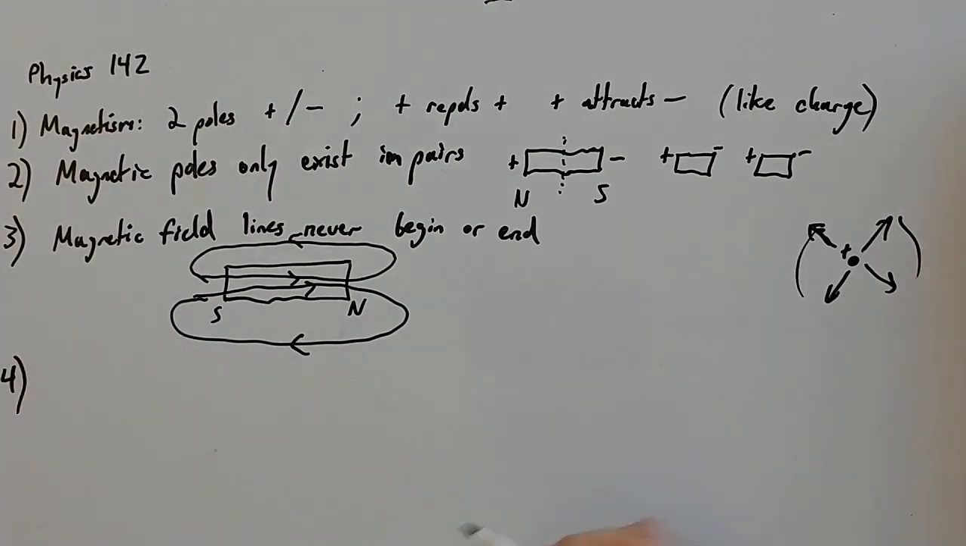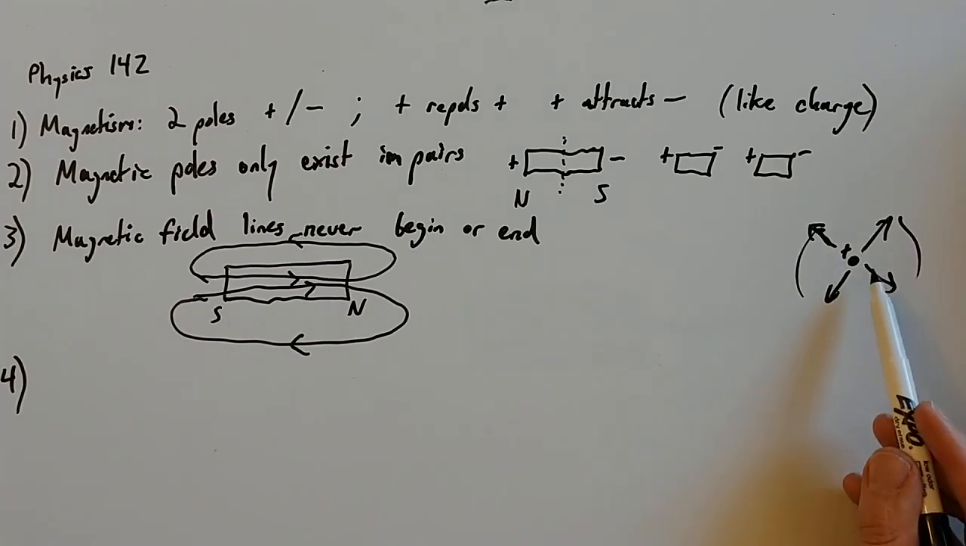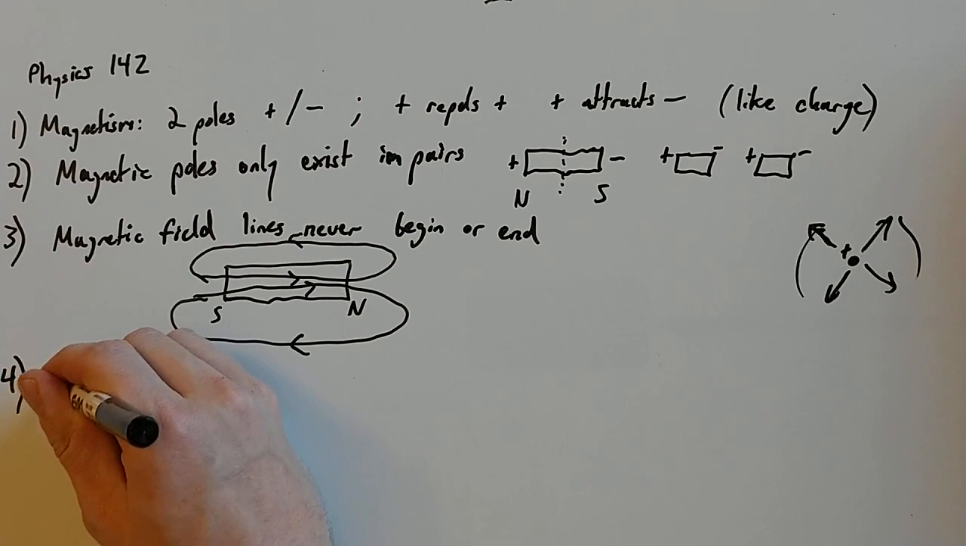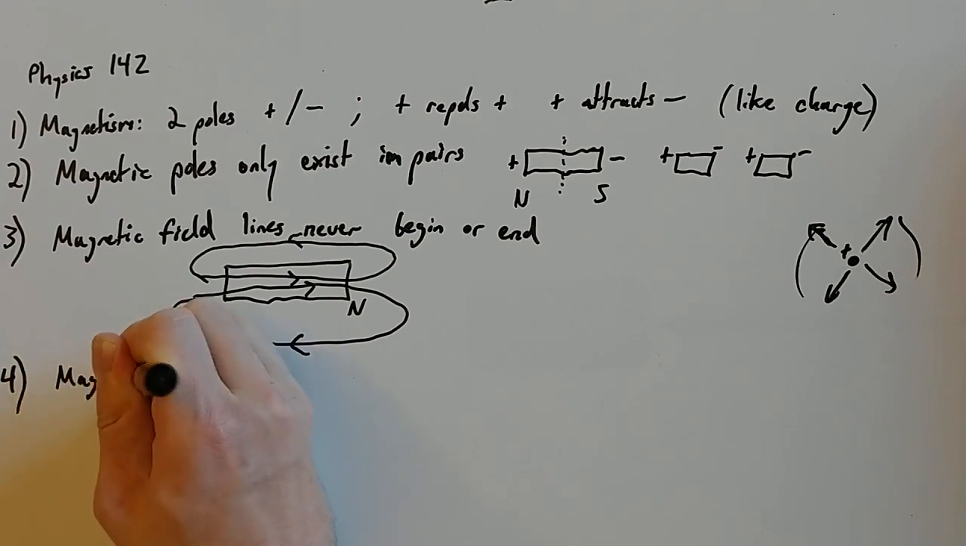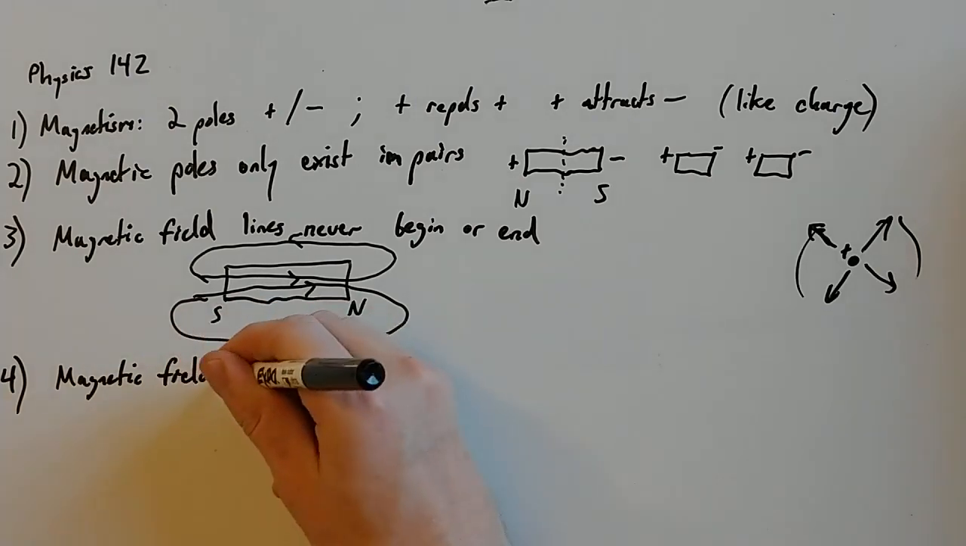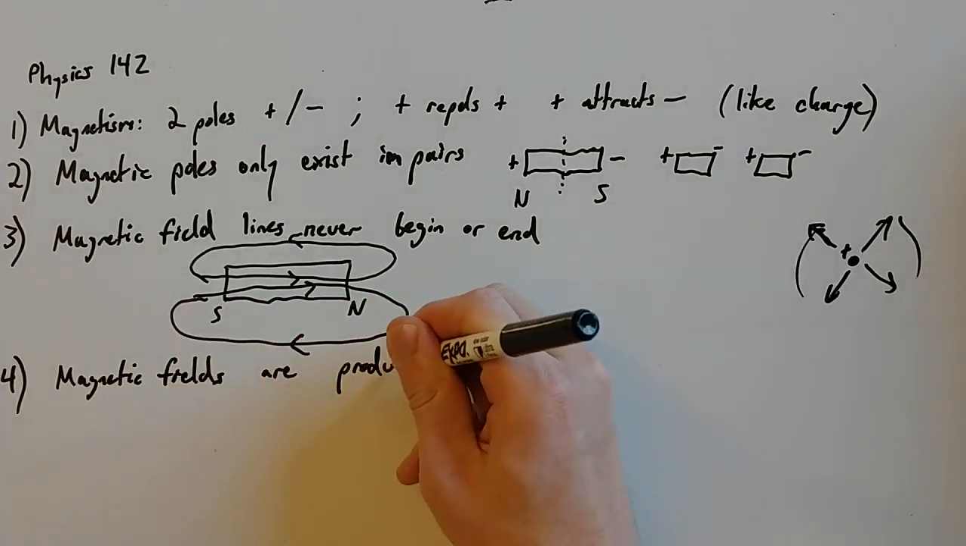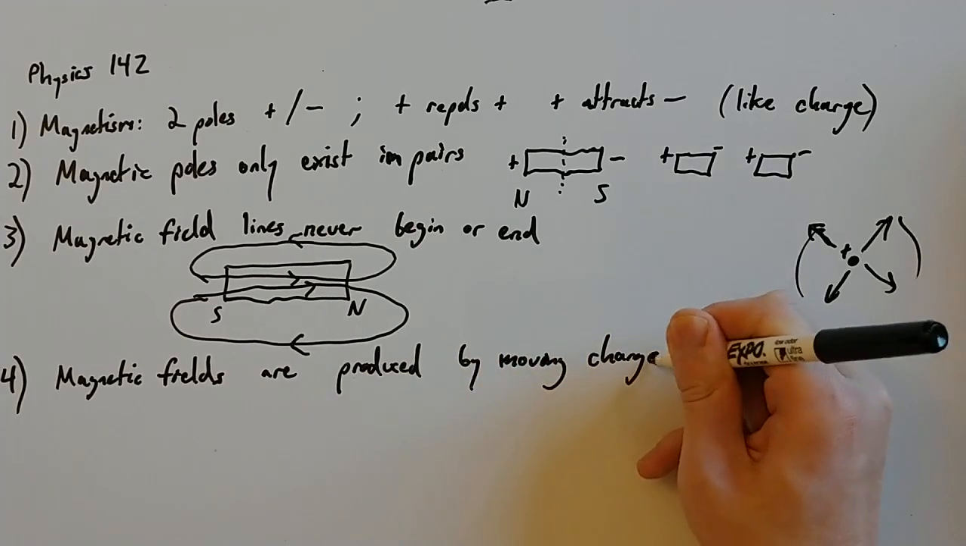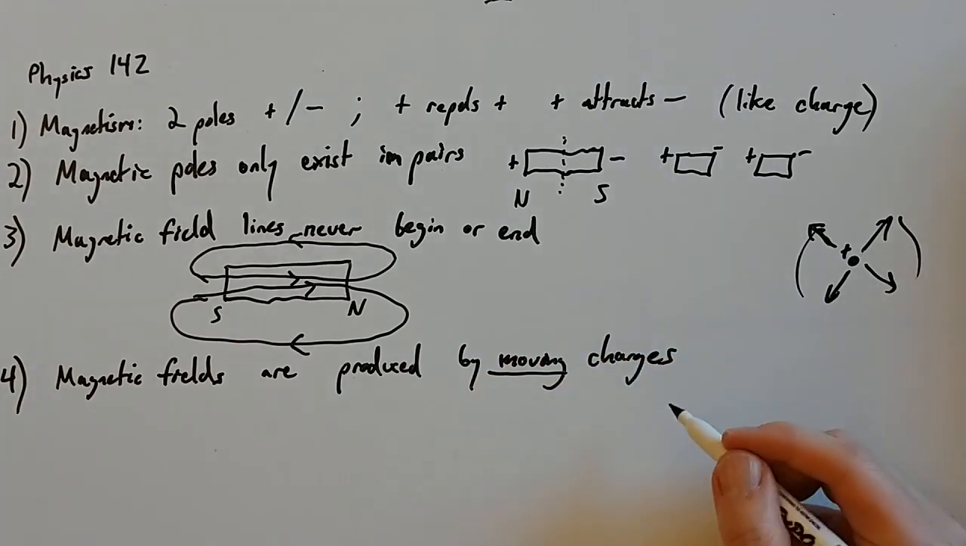One final difference between electricity and magnetism, and this is the most fundamental difference between the two, is that while electricity is fundamentally between charges that could be stationary or moving, magnetism is all about moving charges. Fundamentally, magnetic fields are produced by moving charges. Never by stationary charges, only by moving charges.